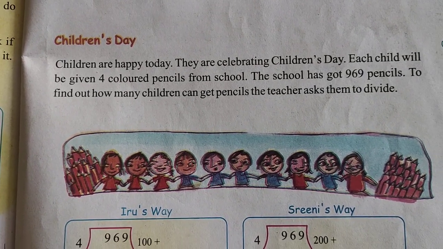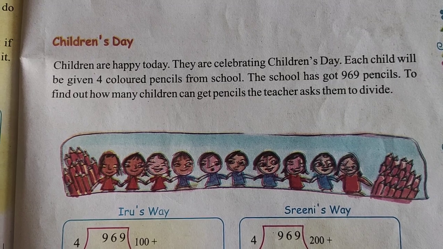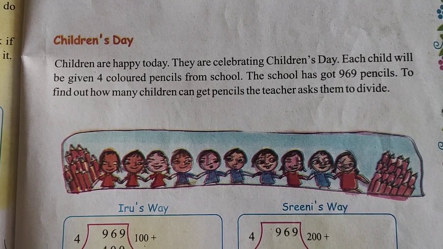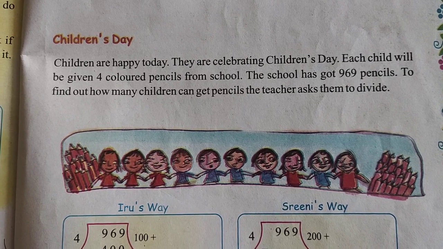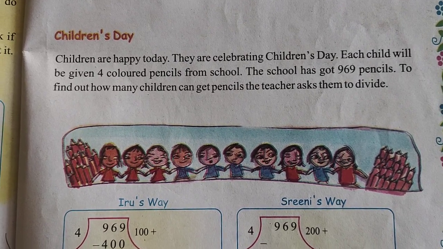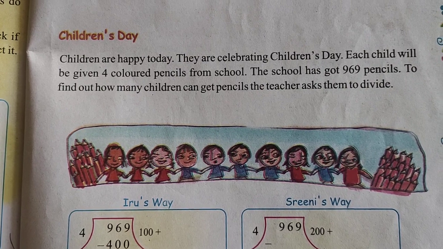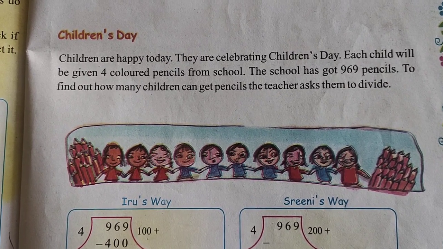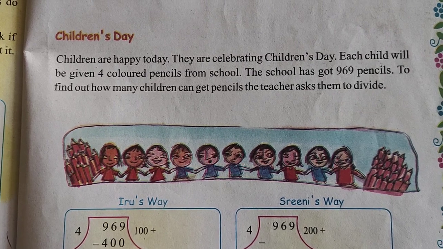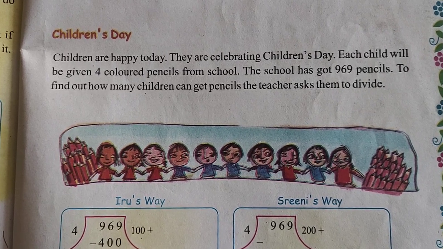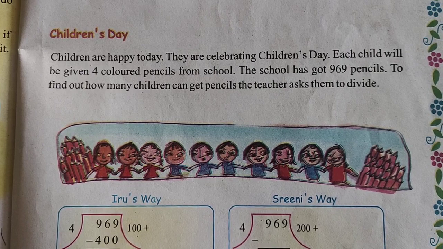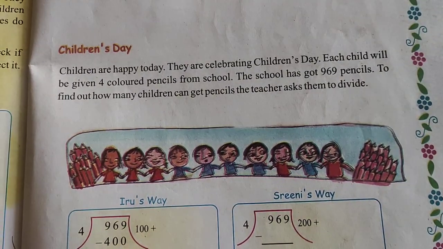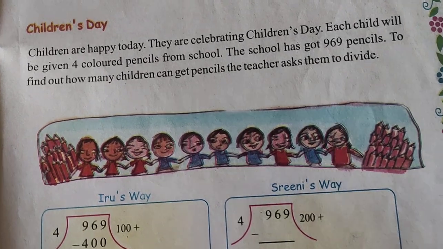Now, Children's Day. Children are happy today. They are celebrating Children's Day. Each child will be given 4 colored pencils. The school has got 969 pencils. To find out how many children can get pencils, the teacher asked them to divide. So the teacher gave them a task to divide.